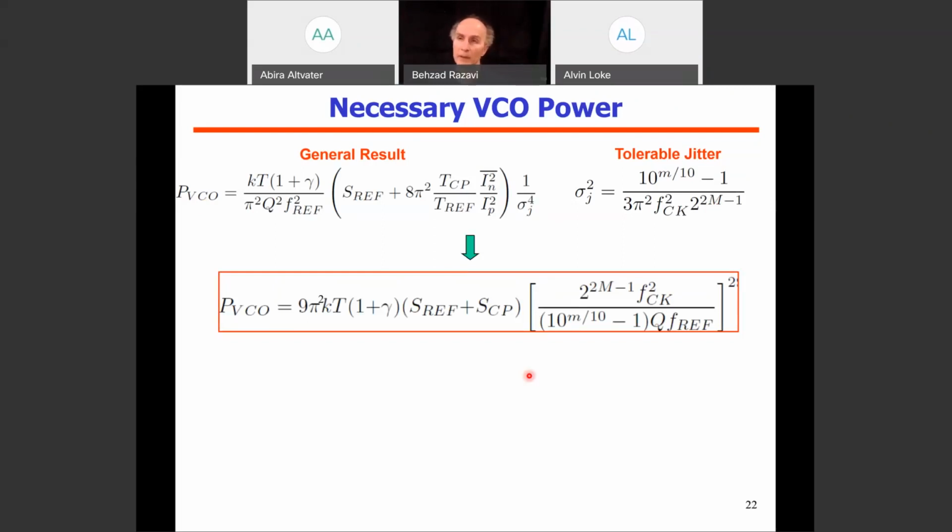So in summary, this equation gives us the minimum necessary power consumption of the VCO if we drive an A to D with a resolution of capital M bits running at a clock frequency of FCK with a PLL reference frequency of FREF, and we wish to have only m dB of penalty in the SNR of the A to D as a result of the clock jitter.